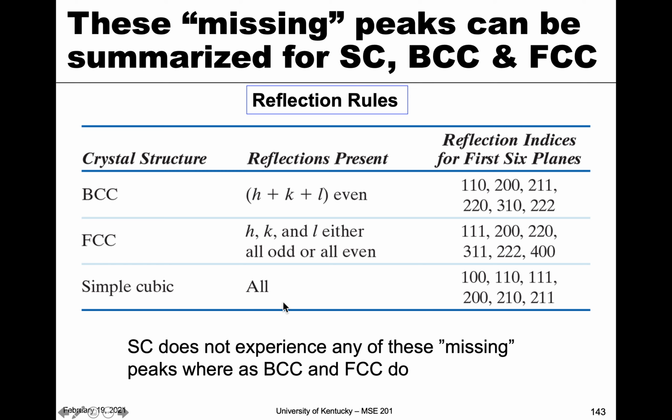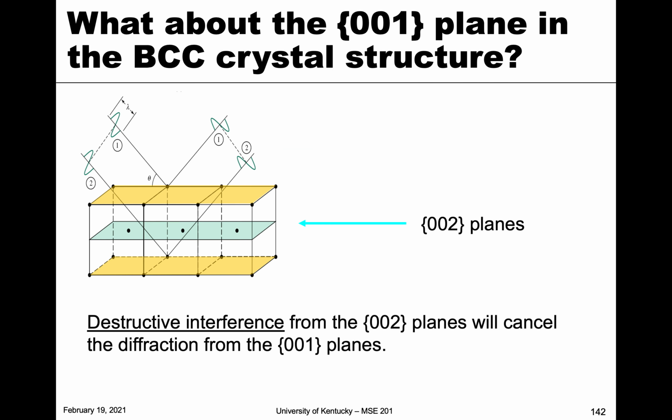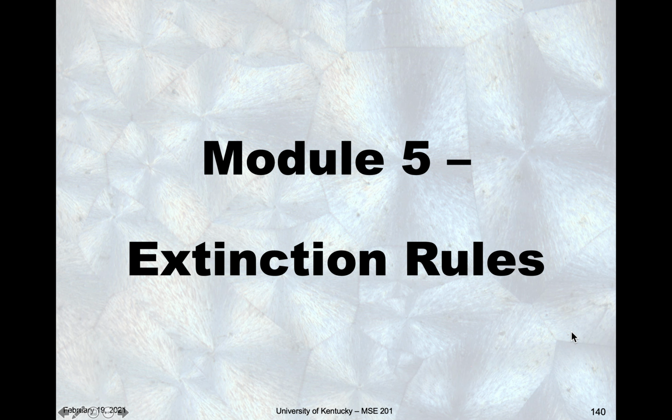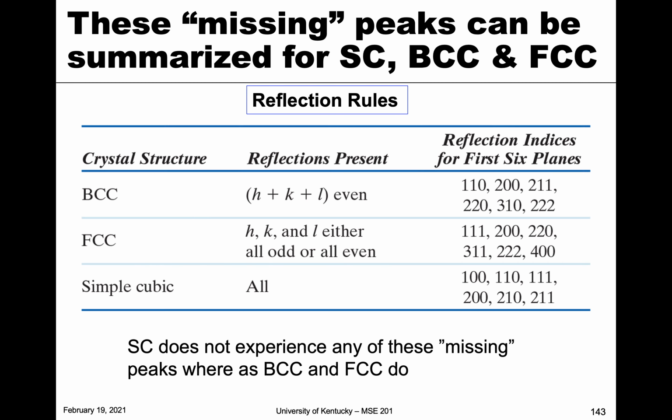So for simple cubic, there are none of these missing peaks. So if we do a diffraction experiment, we would see the 100, the 110, 111, 200, 210, 211 in that order. Those are actually the first diffraction peaks that we'd see, right? So if we go back to a typical pattern, these would correspond to those peaks if that was the case. So first, second, third, etc., along the axis we're talking about. All right, so let's go and look at some of the other ones now. So basically all of the reflections are present for simple cubic.